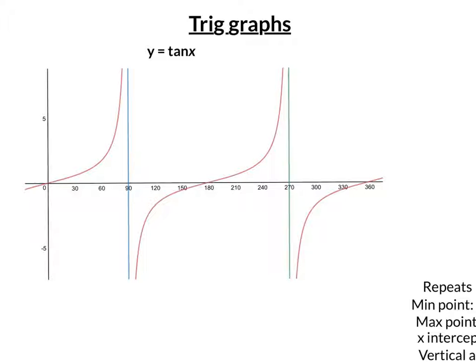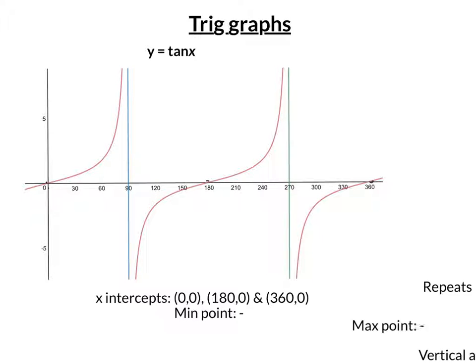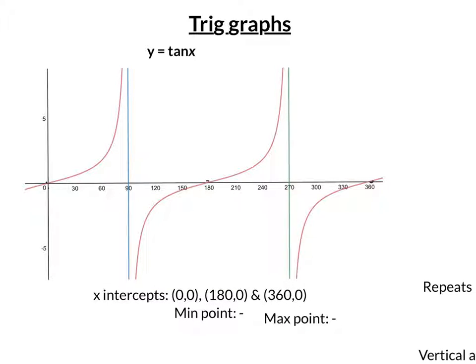So this is quite a different curve. It does have x-intercepts like the ones we saw before, that's 0, 180, 360, but it doesn't have a min or a max point because it goes all the way down to negative infinity and up to positive infinity. It repeats itself every 180 degrees.